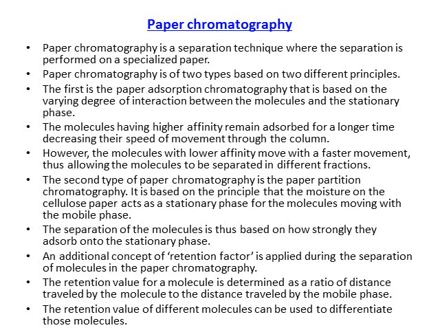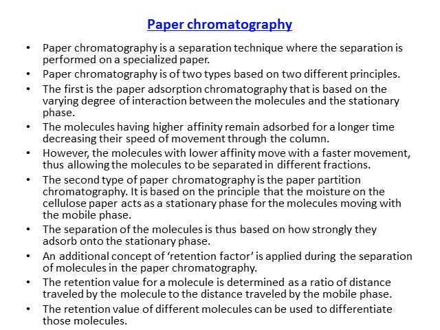It is based on varying degrees of interaction between the molecules and the stationary phase. The molecules having high affinity remain adsorbed for a longer time, decreasing their speed of movement through the column. But the molecules with lower affinity move faster, thus allowing the molecules to be separated in different fractions. So this is the first type.